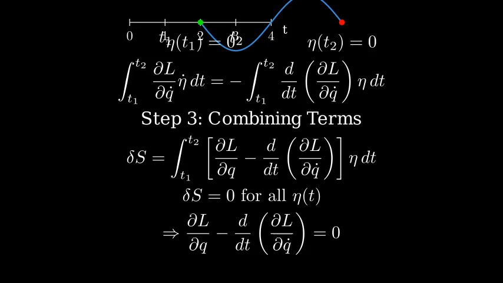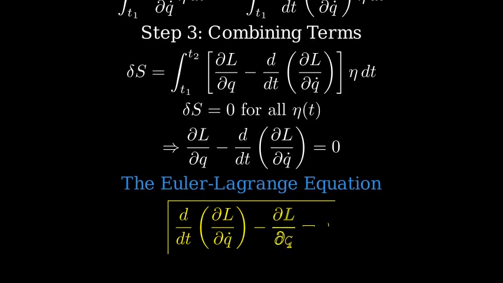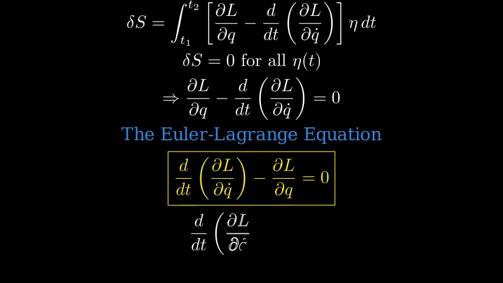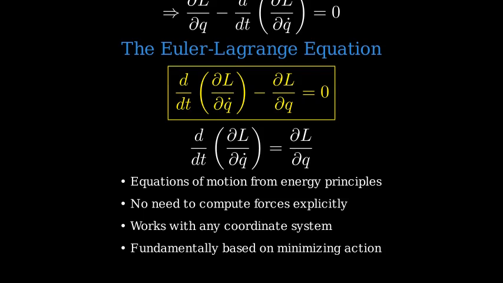And there we have it. We've derived the Euler Lagrange equation. The Euler Lagrange equation states that the time derivative of the partial derivative of L with respect to q dot minus the partial derivative of L with respect to q equals 0. We can also write this as the time derivative of the partial derivative of L with respect to q dot equals the partial derivative of L with respect to q. This equation gives us the equations of motion for a system described by the Lagrangian L. It's a powerful tool that allows us to derive the laws of motion directly from energy considerations, without having to worry about forces explicitly. Let's look at a simple example to understand how to apply the Euler Lagrange equation.